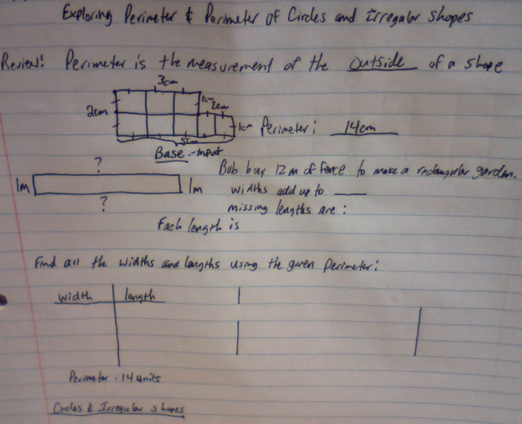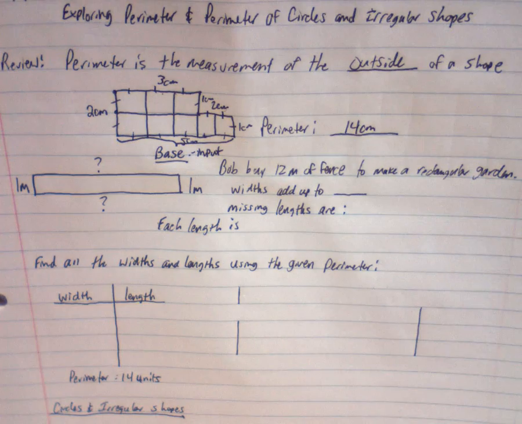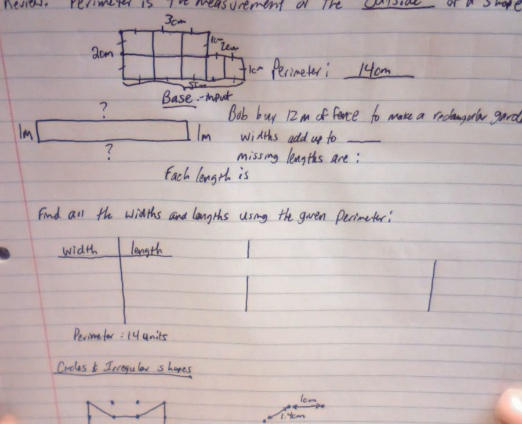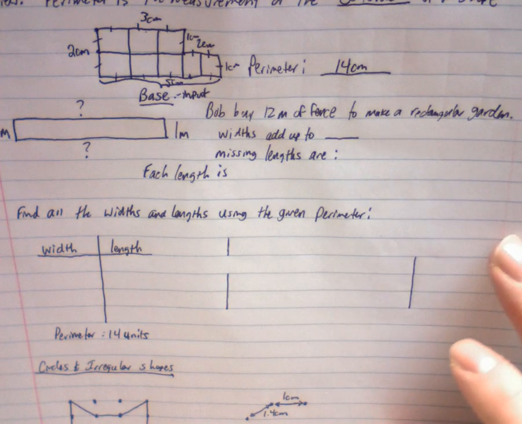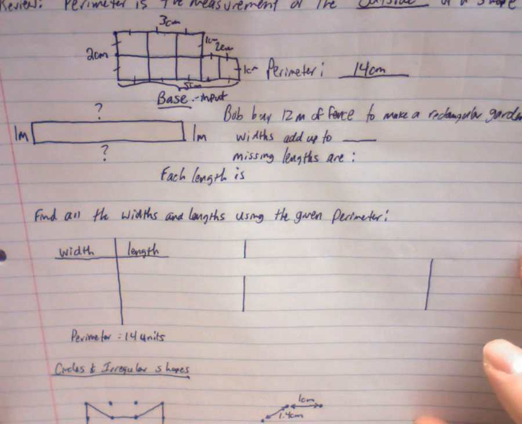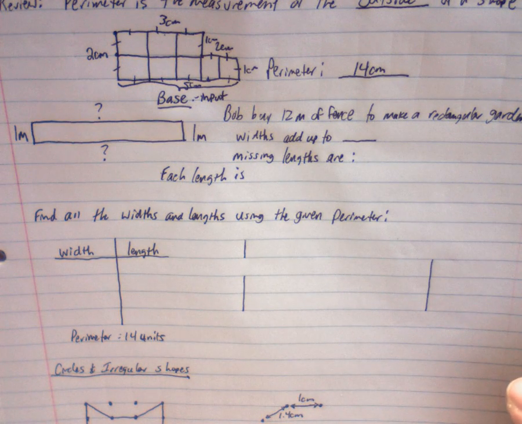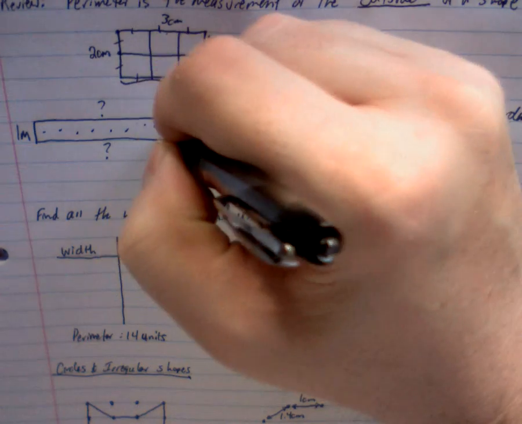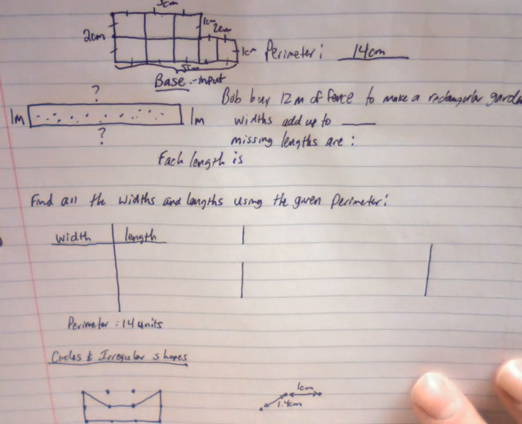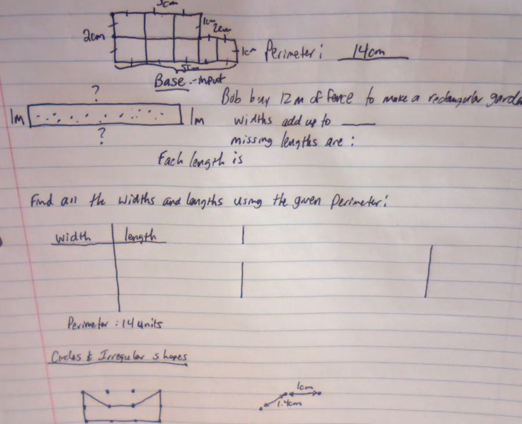So perimeter isn't that hard, but what we're going to do today is take a look at how we can find the perimeter of rectangles without knowing what one of the sides is. Bob buys 12 meters of fence to make a rectangular garden. So he's making a rectangular garden. This is it right here. He's got all his little crops planted in there, carrots and corn, as you can see, in nice neat rows like Mr. Wicklam just drew. So Bob has a garden. He buys 12 meters of fence.